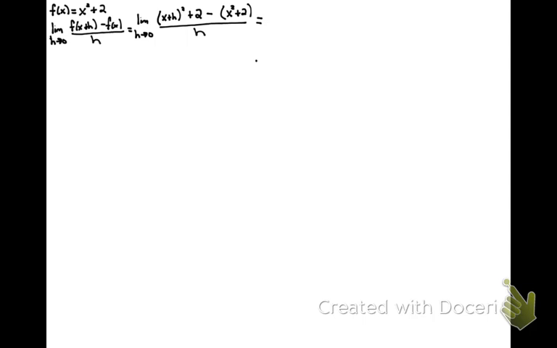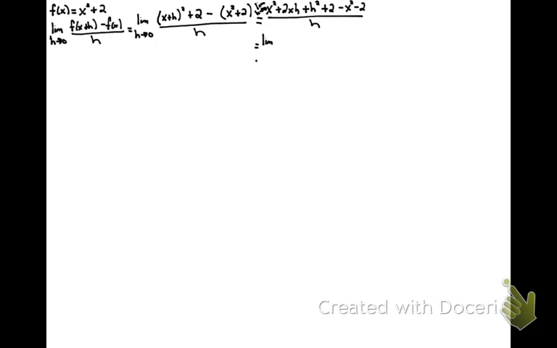Now currently, we can't solve this limit by substitution because we end up dividing by 0. So we're going to need to do some algebra to use the limit definition. If we expand in the numerator, we've got x squared plus 2xh plus h squared plus 2 minus x squared minus 2 all over h. And I should have in here somewhere, because we haven't taken the limit yet, the limit as h goes to 0.